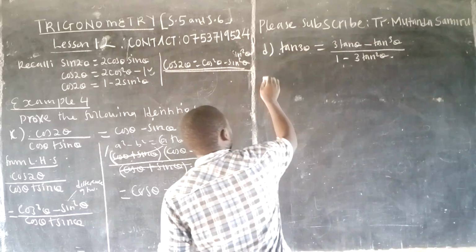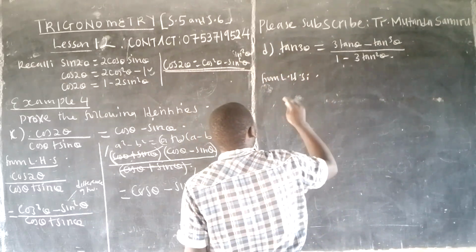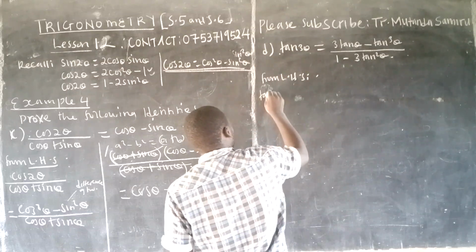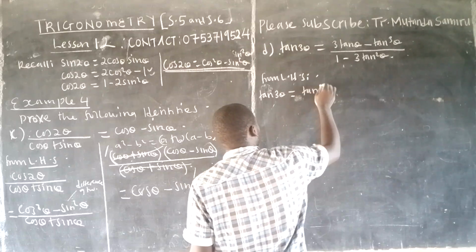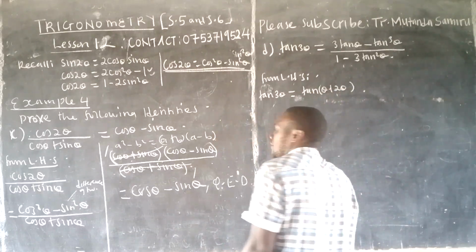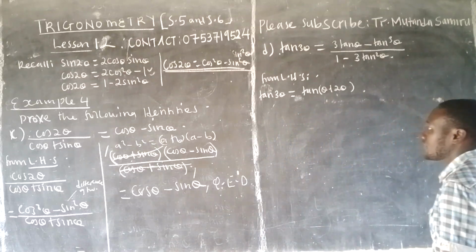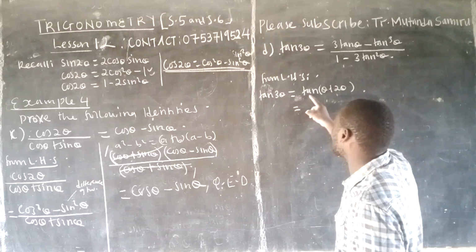From the left hand side still. I'll now say this: tan 3θ is equal to tan(θ + 2θ). You all know that trick. That's how I prove them, just like we did for sin 3θ. Now here, just expand the normal way.